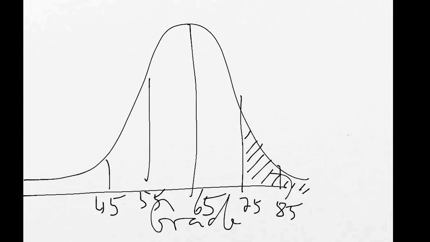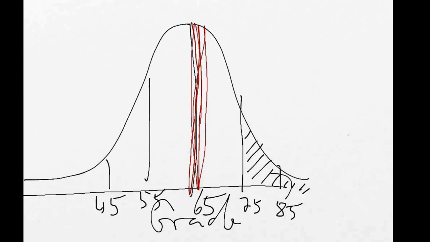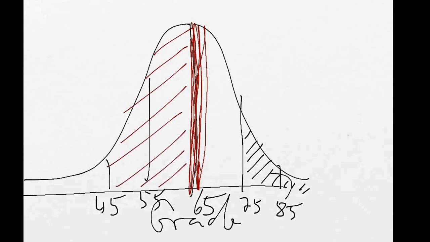Any ideas? 32? How did you get that? 100% minus 68. It's an interesting approach. Why don't we just simply add up what we have? First of all, how many students did worse than 65%? How many? 50%.